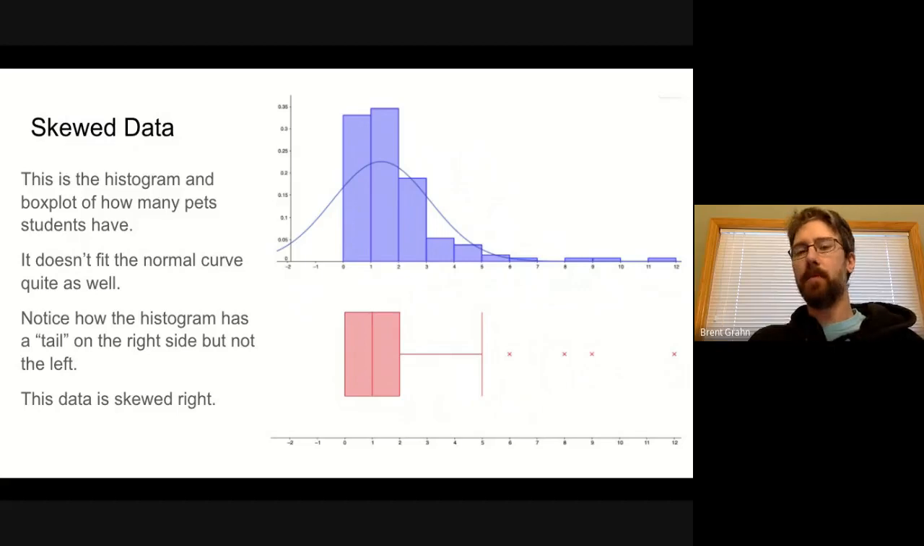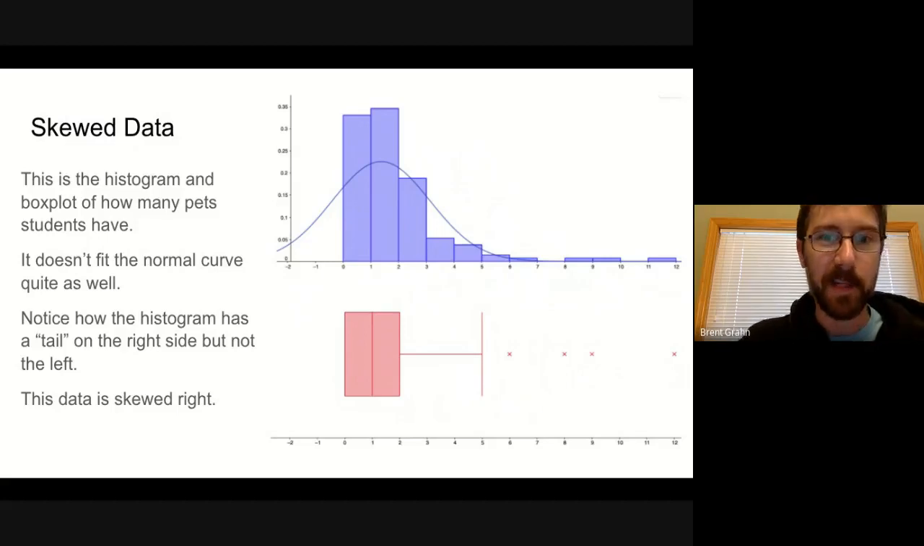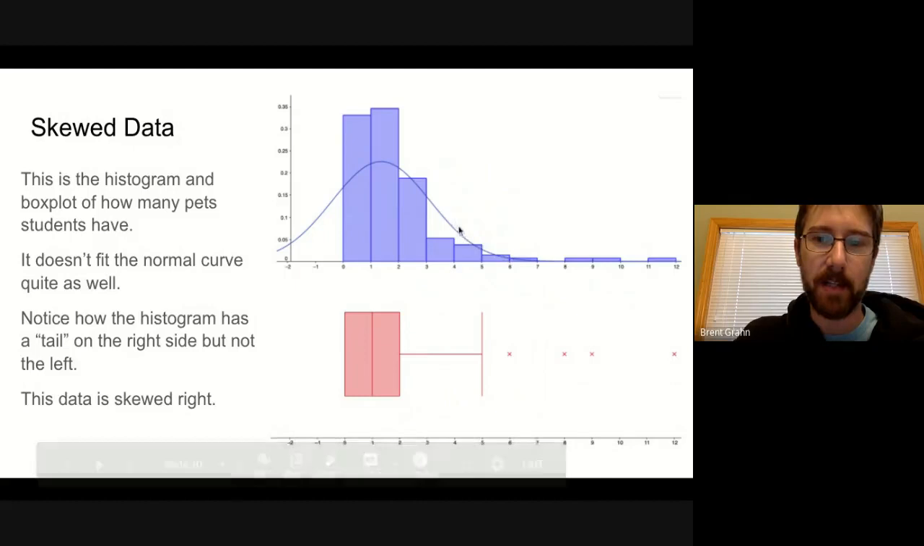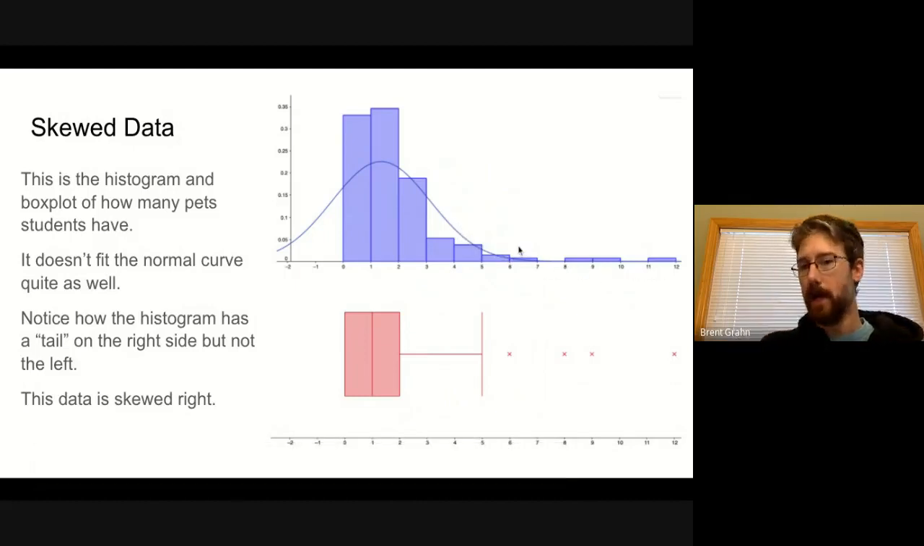And there can be a variety of reasons why something is normally distributed versus whether you would expect it to be skewed. So this is based on how many pets FST students have. It doesn't fit that normal curve very well. And notice how it's got a tail kind of as it goes to the right. That means that it is skewed to the right.